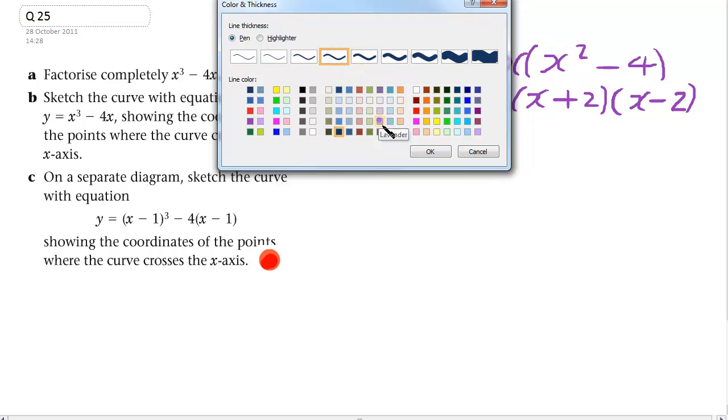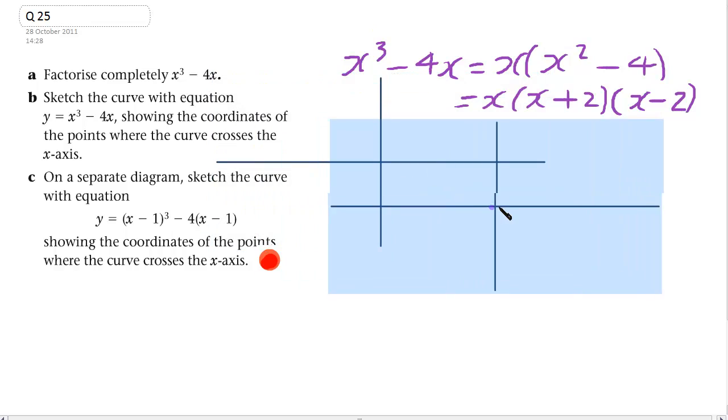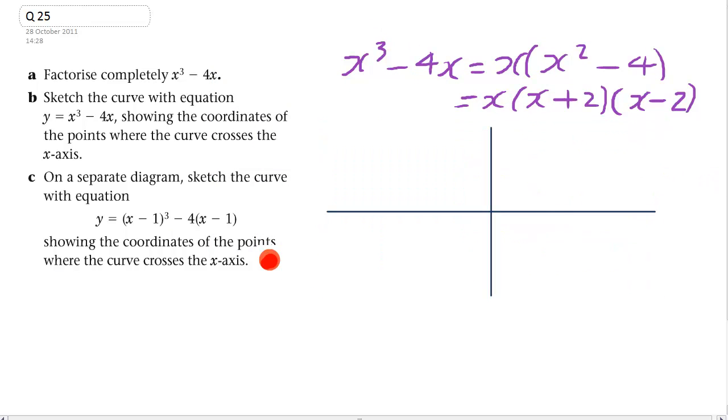Annoyingly. Here we go. Right, let's sketch this curve. And I'm just going to move it somewhere a bit more sensible than that. I'm going to sketch this curve on these axes. So it's going to cross at 0 here. This is going to cross at minus 2. And it's going to cross at plus 2.